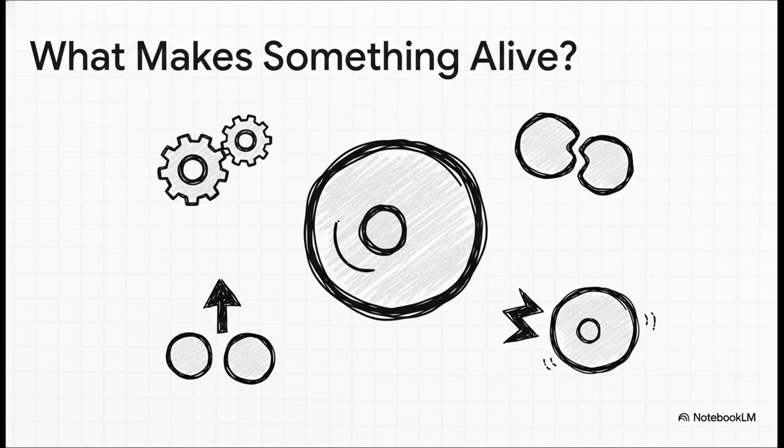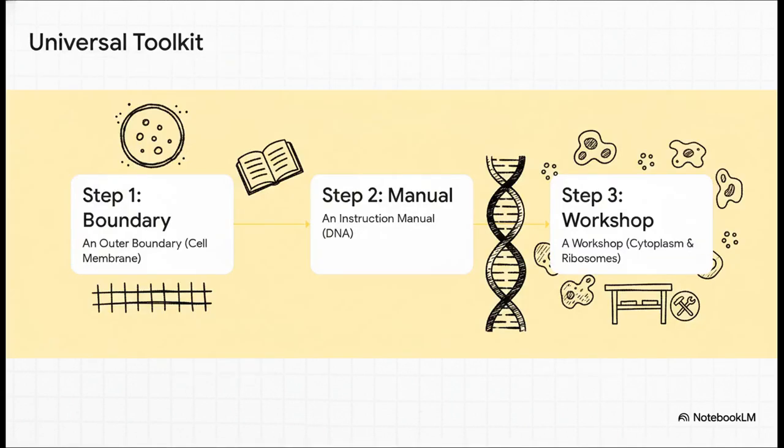It's got to have a metabolism to create and use energy. It has to be able to grow. It has to react to what's going on around it. And, the big one, it has to be able to make more of itself. It has to reproduce. And what's so cool is that every single cell, no matter what kind, comes with the same basic toolkit.